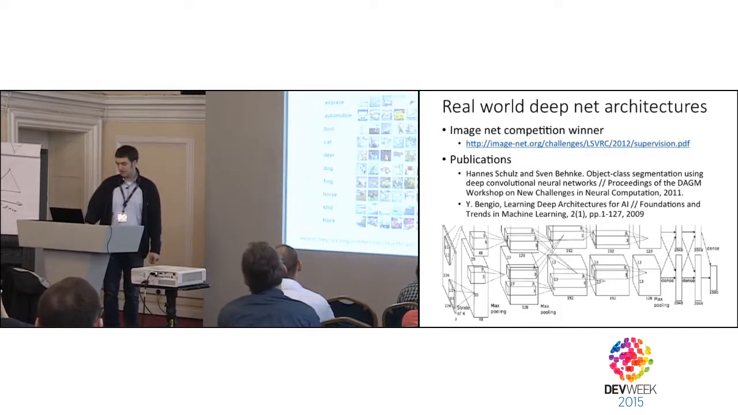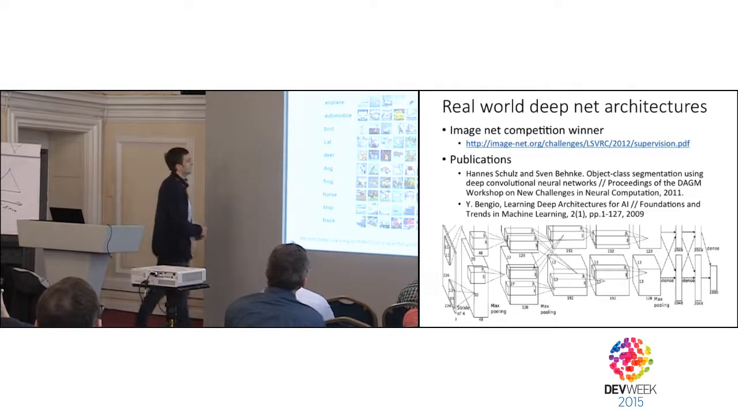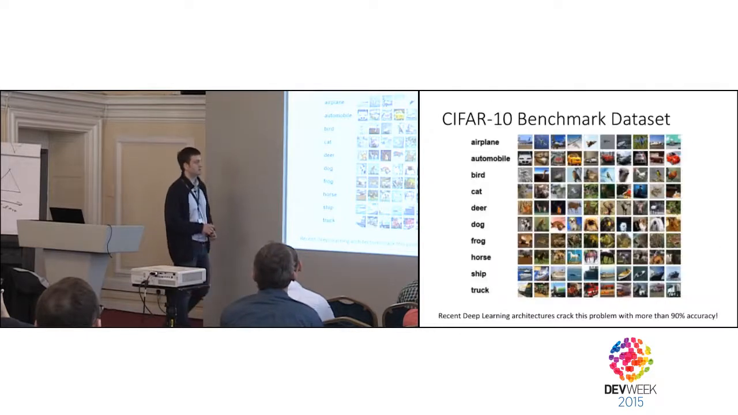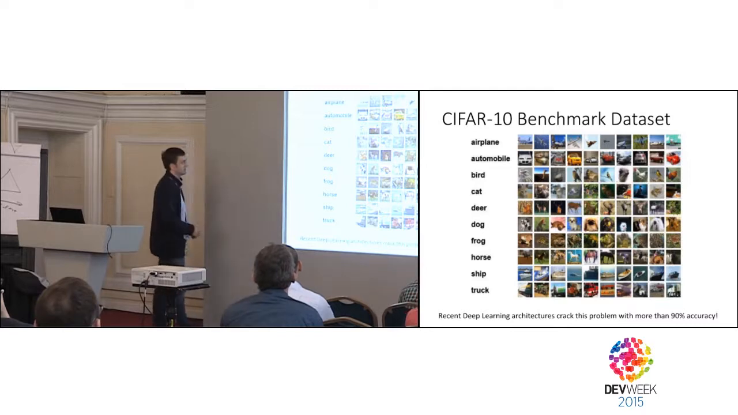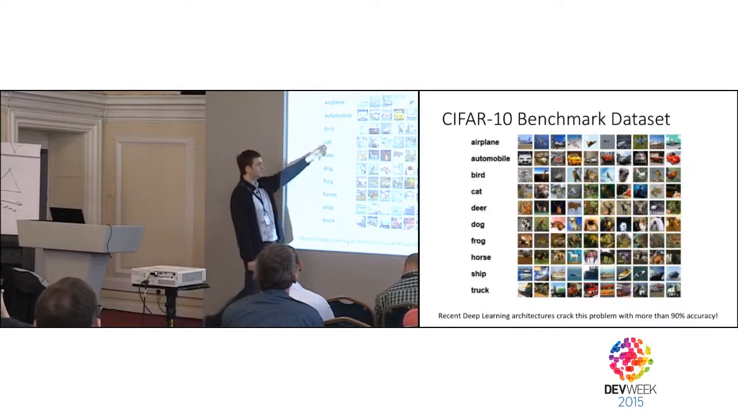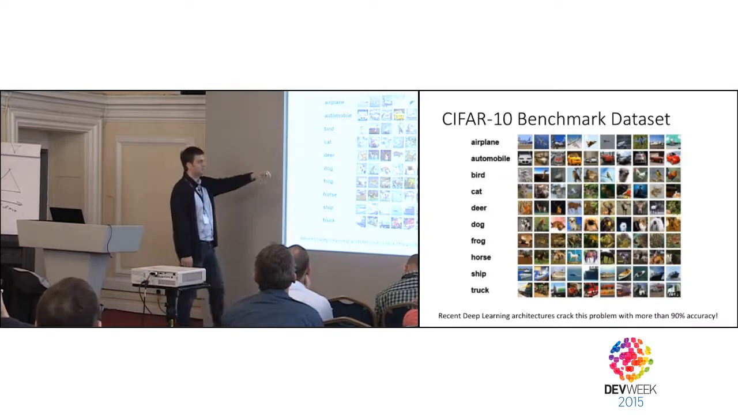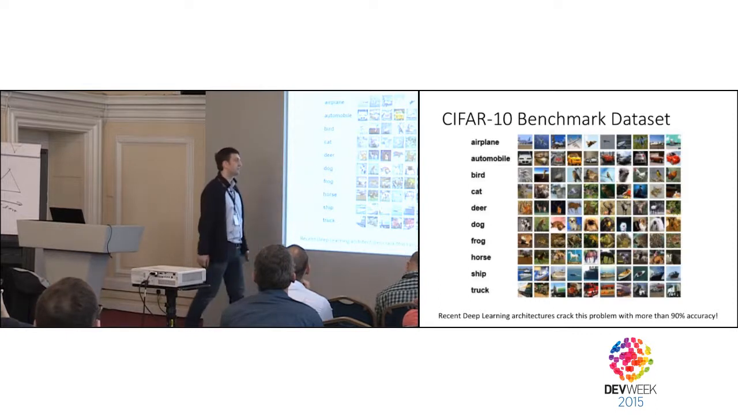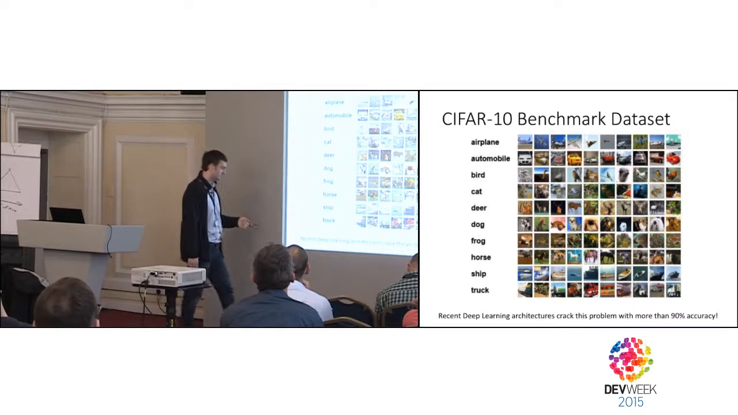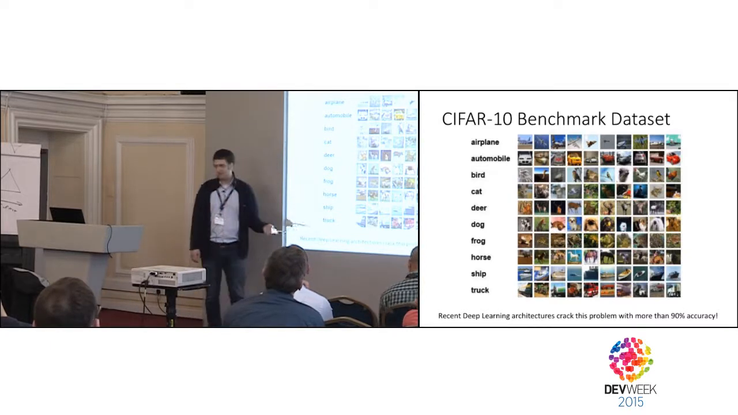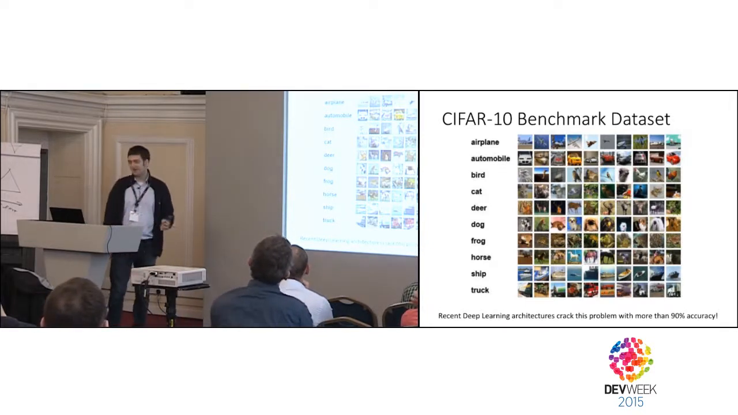handcrafted features. For example, one of the classical examples is the so-called CIFAR-10 dataset, which is often used for benchmarking pattern recognition systems. It has these examples of natural objects, and you see that they have completely different orientation, background, species, and so on. And it's wonderful that deep learning architectures can solve this problem with more than 90% accuracy.